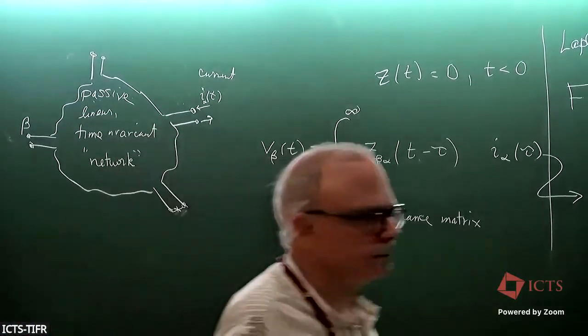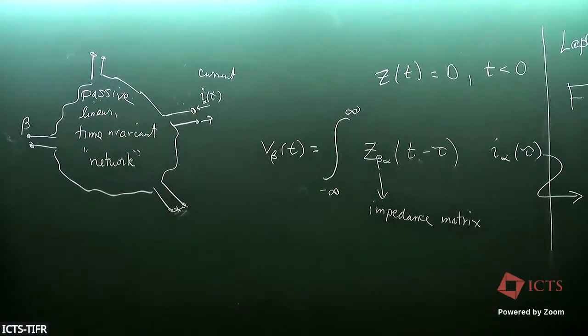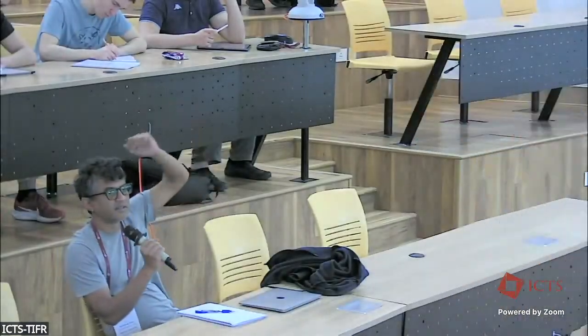Sorry, so where are the ports here? I thought the ports are at the boundary. Well, there are two kinds of ports. These are one variety of port.